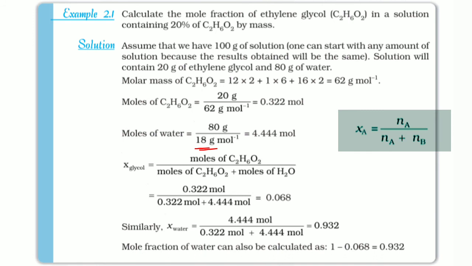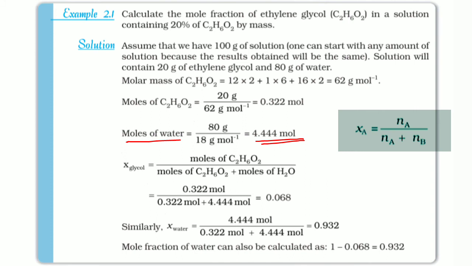So the number of moles of ethylene glycol will be what? How much ethylene glycol is present? 20%, that means 20 gram in 100 gram of solution. So 20 gram divided by 62 gram per mole gives 0.322 moles of ethylene glycol. And the number of moles of water will be what? 80 divided by 18. It is the mass of the water present inside the solution divided by the molar mass of water, 18 gram per mole, so 4.444 mole.